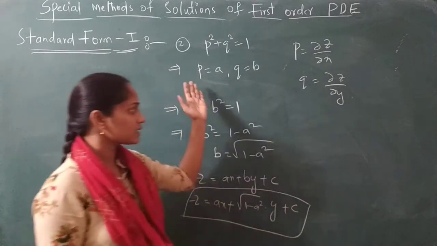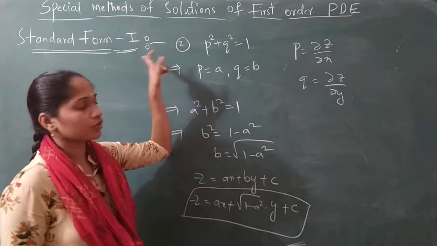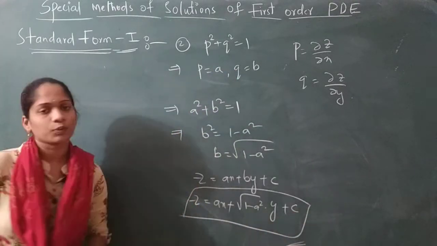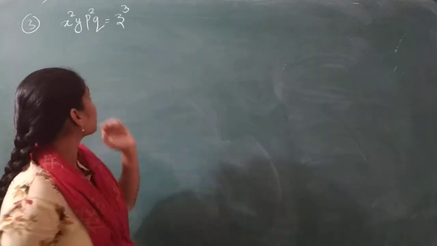So this is the easy procedure, by converting the given PDE into the standard form 1. Let's see another problem. So this is the third problem. So this is a different question.